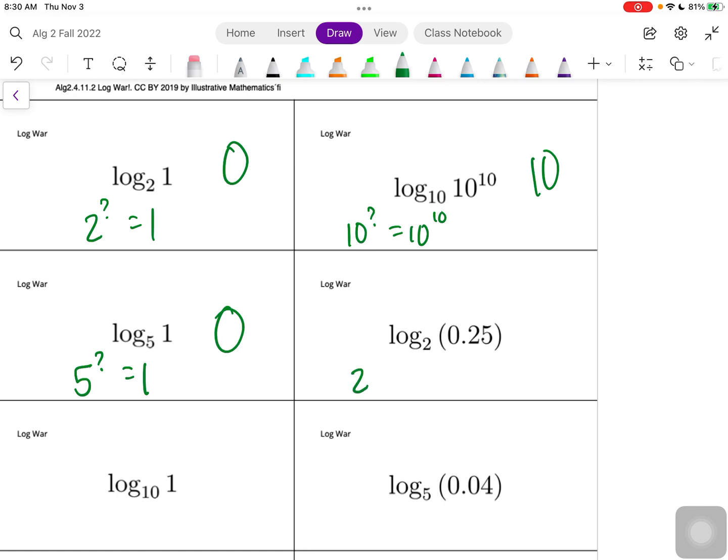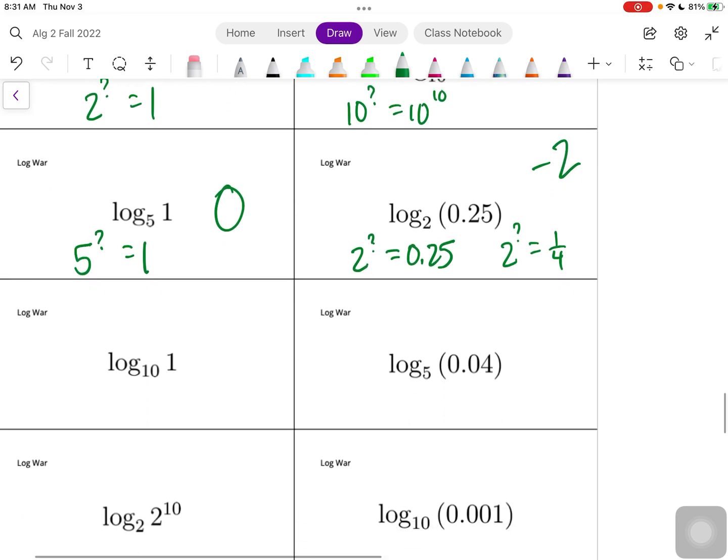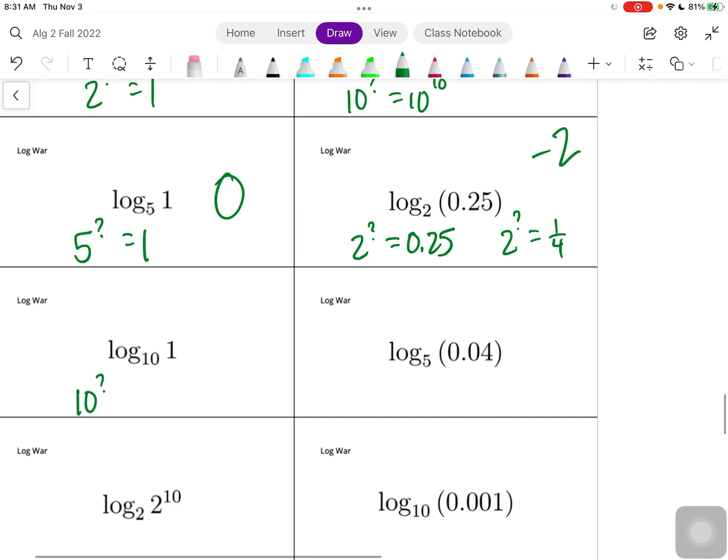Then we have 2 to the what is equal to 0.25. That might be easier if you write that as a fraction. So that would be 1/4. So then you might see, oh, okay, well, 2 to the second is 4. Then we need to make it a fraction. So that's going to be -2. Then we have 10 to the what is equal to 1. Again, 10 to the 0. It's going to give you 1.